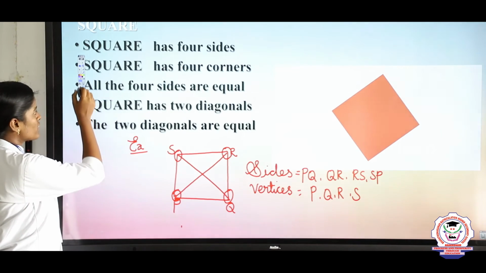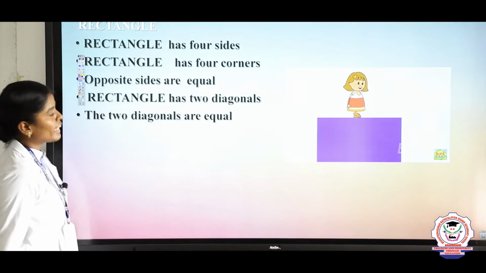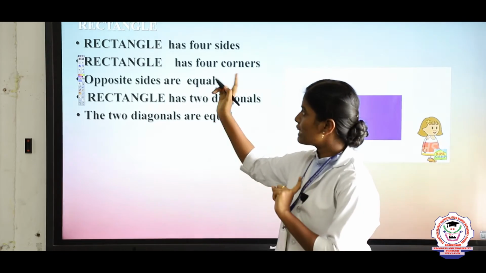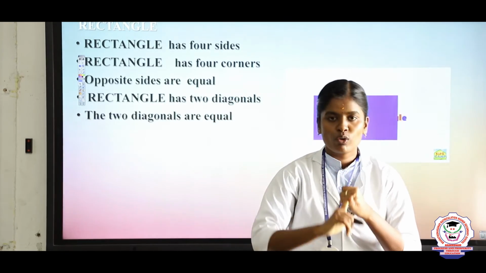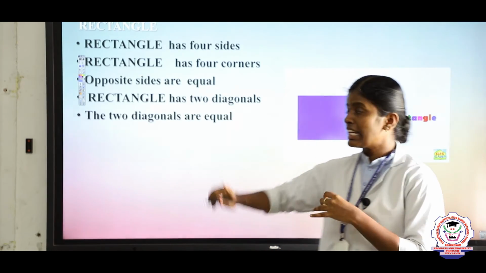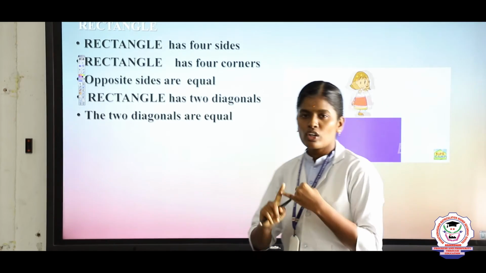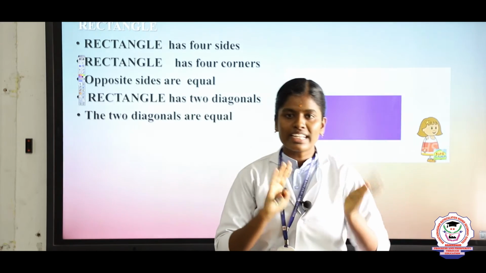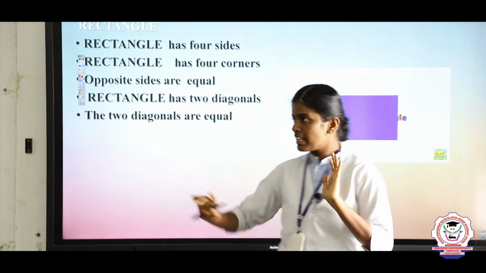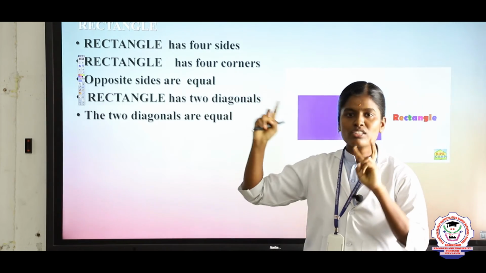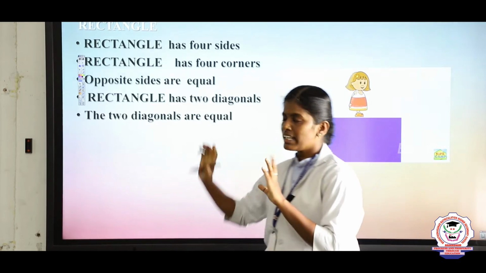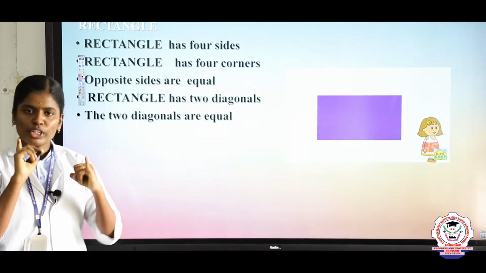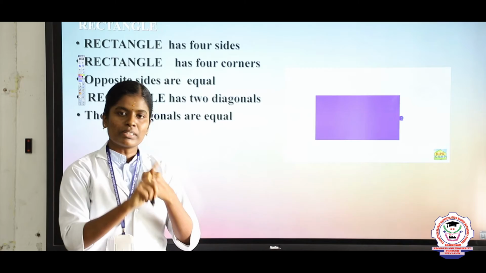So our next topic is rectangle. What is meant by rectangle? A rectangle has four sides and four corners. Here the opposite sides are equal. A rectangle has two diagonals, and the two diagonals are equal. Now I am going to draw the rectangle figure, then I will name it. Listen.